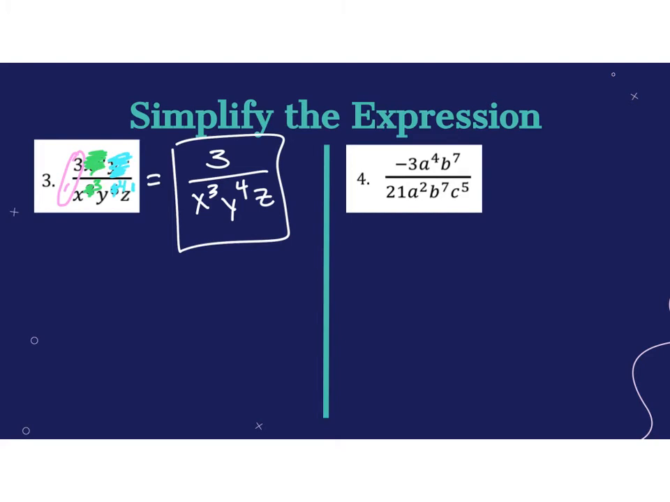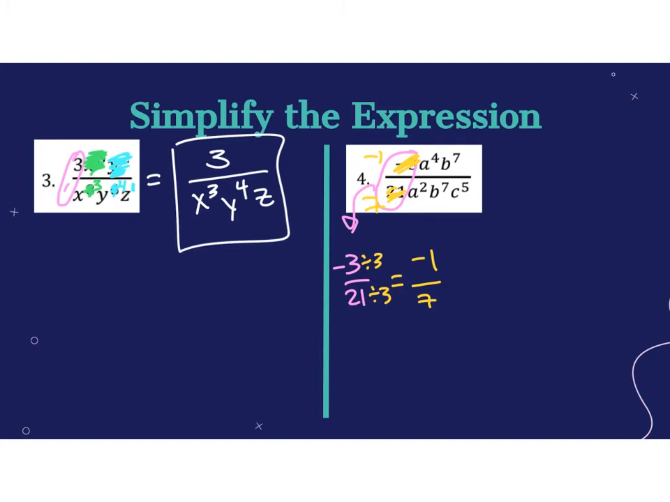All right, let's try number 4. In number 4, I have -3 over 21 as my coefficient, so let's reduce that. I can divide both of these by 3. Both of those numbers have a common factor of 3, so that gives me a -1 over a 7. So on the top, I have a -1. In the bottom, I have a 7. Then let's look at the a's.